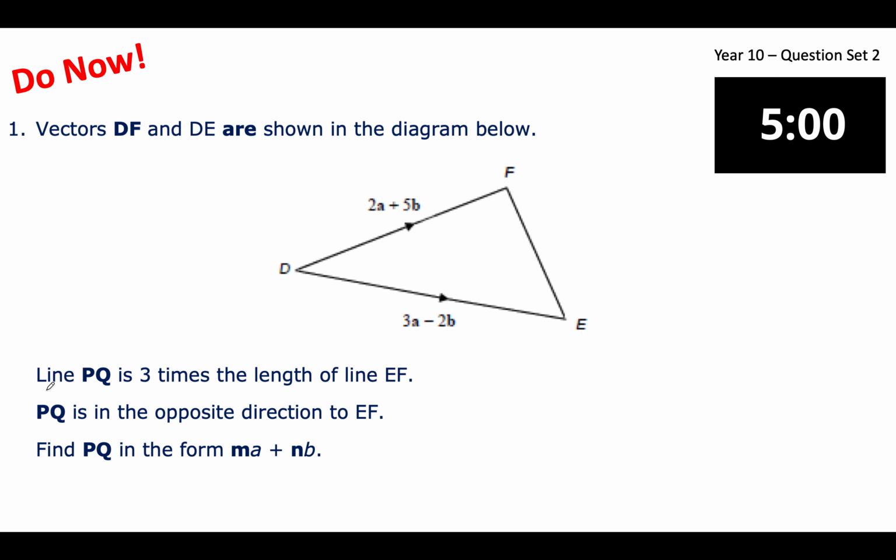Let's talk through the question. Vectors DF and DE are shown in the diagram. So DF is from there to there, and DE is from there to there. Line PQ is 3 times the length of EF. So we're going to need to find out what EF is. PQ is just 3 times that, and PQ is in the opposite direction to EF, so it goes the other way. Find PQ in the form of mA plus nB, where m and n are just numbers. So something A and something B. Off you go, 5 minutes.